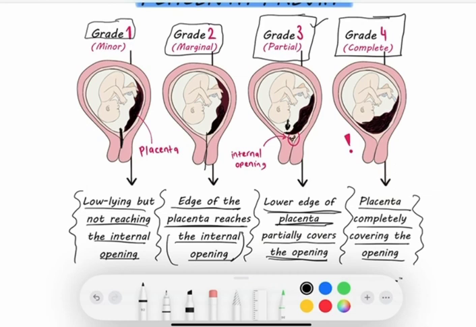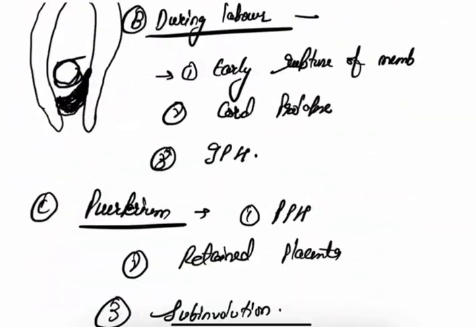But in grade 4 placenta previa, the placenta is completely covering the os. These are the various types of placenta previa.